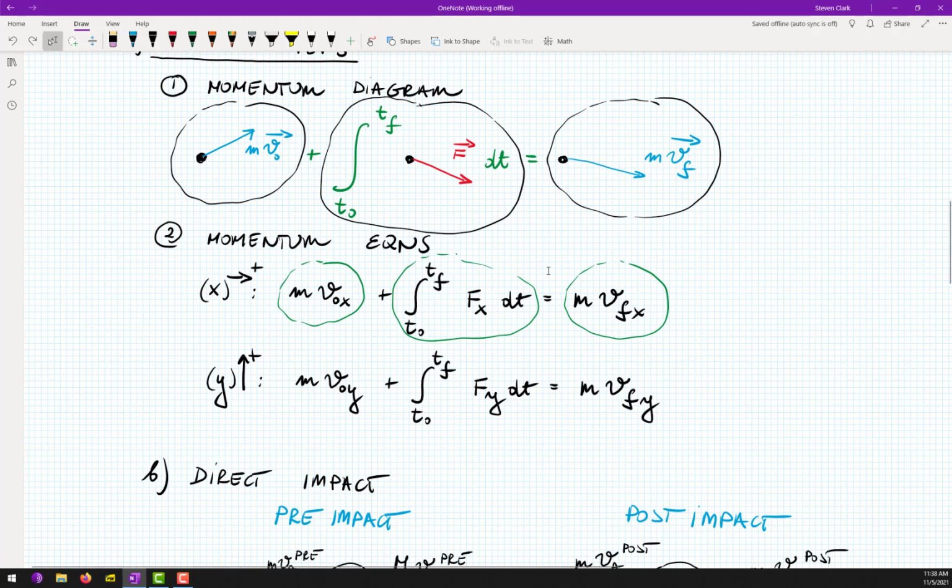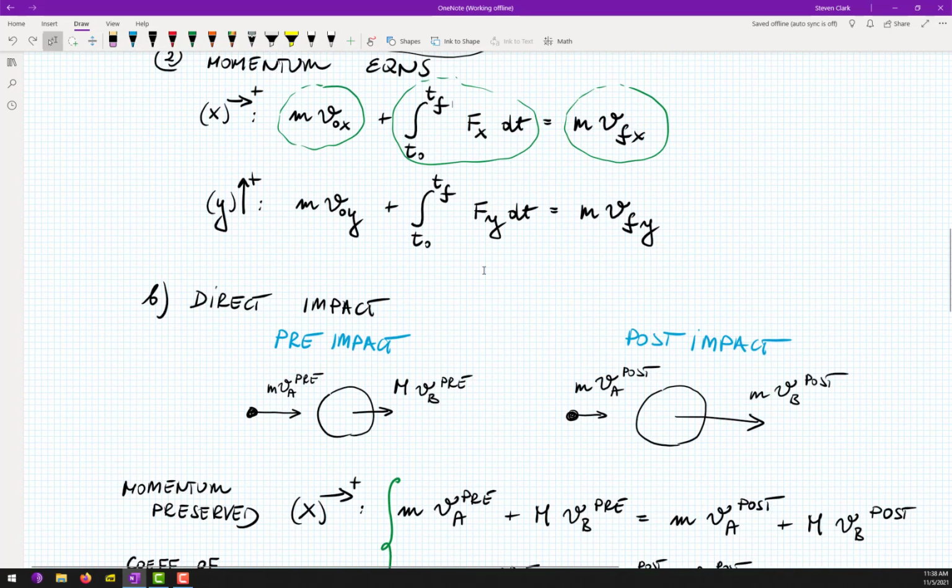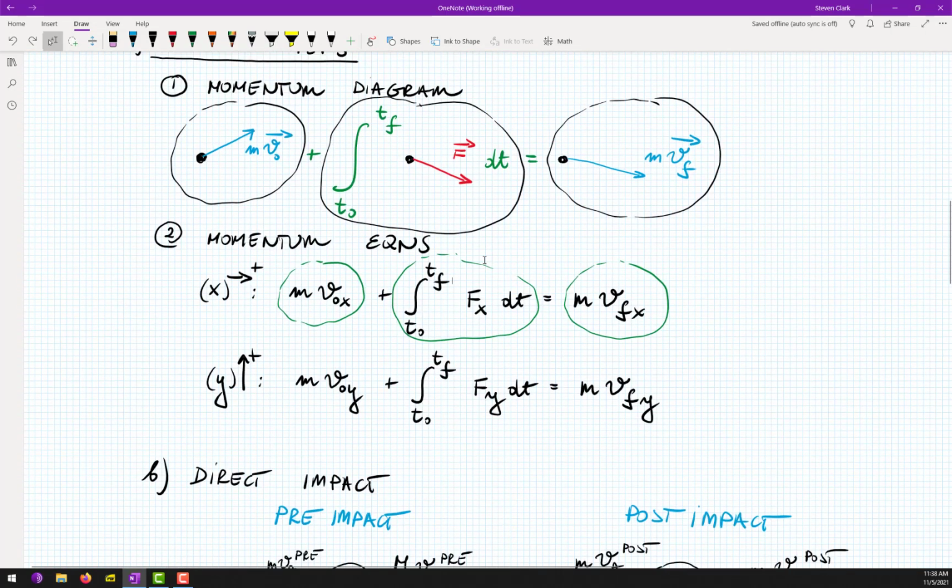How am I doing so far? It's a good review so far. Yes. Okay, thank you. Any questions about linear momentum of particles?